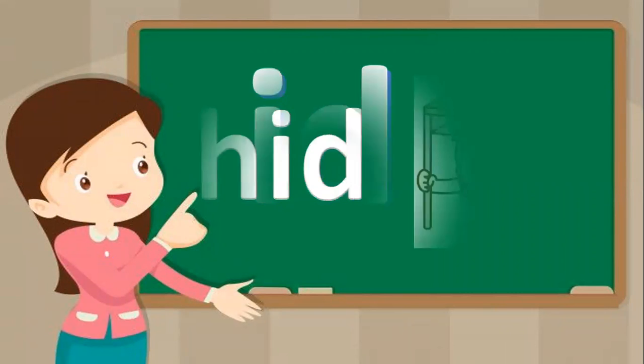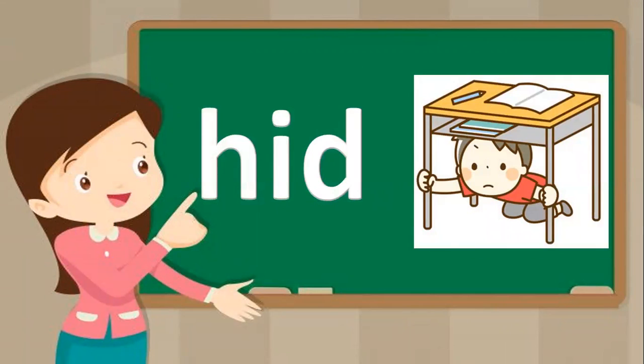So now, see here, it is "h-id, hid." It means, like you can see here in this picture, a child is hiding under a table. So this is hid. As you play hide and seek, you hide at different places. So that is also hide, or in the past, hid. A child hid under a table.